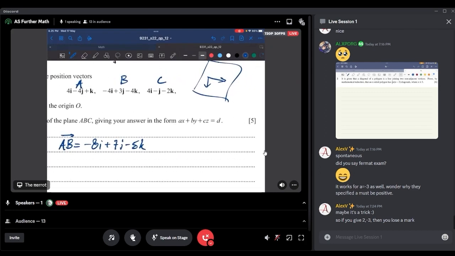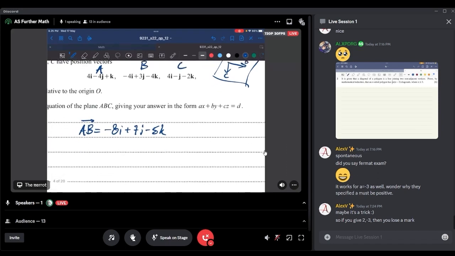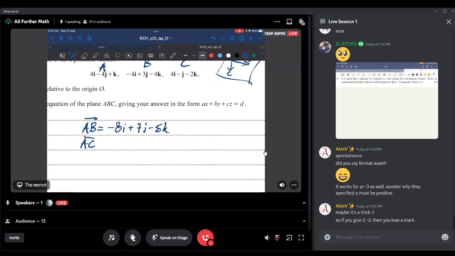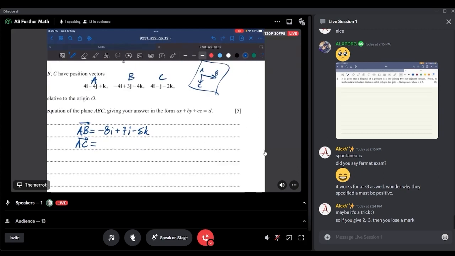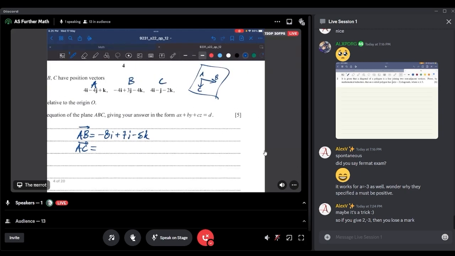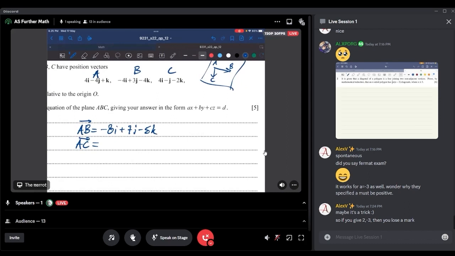So imagine if this is A, then this is B and C, yeah? Like that. So you want to find these two vectors starting from the same point, and then you take the cross product to get the normal vector. So same thing, we find AC this time. Not BC, because that's not going to help. Actually, will it? AB and BC, actually that will also work, but it's okay. It's more intuitive to do AB and AC.